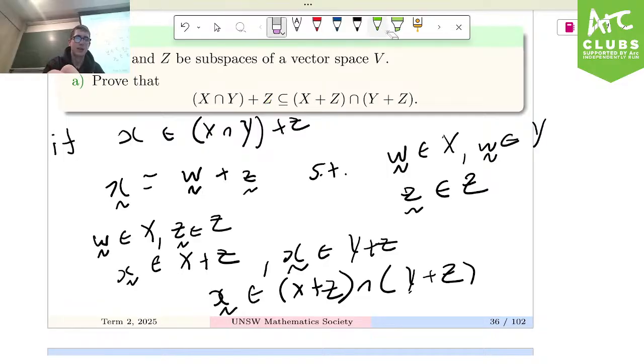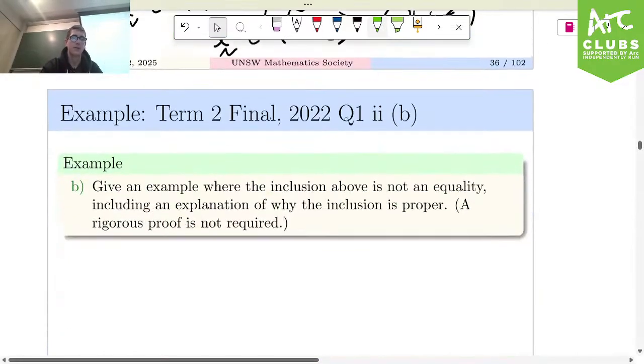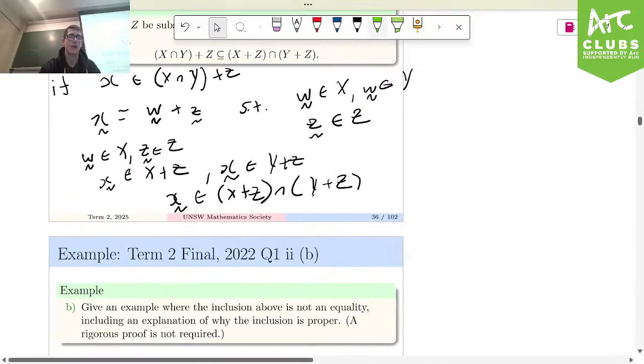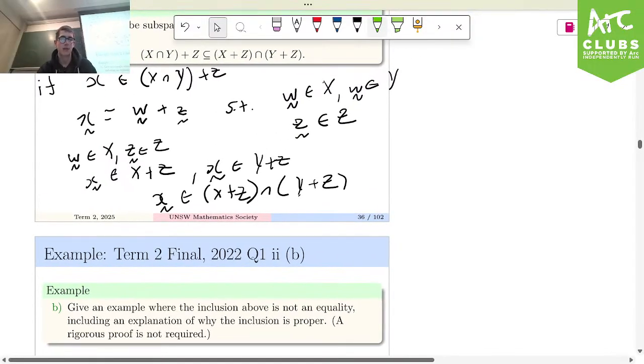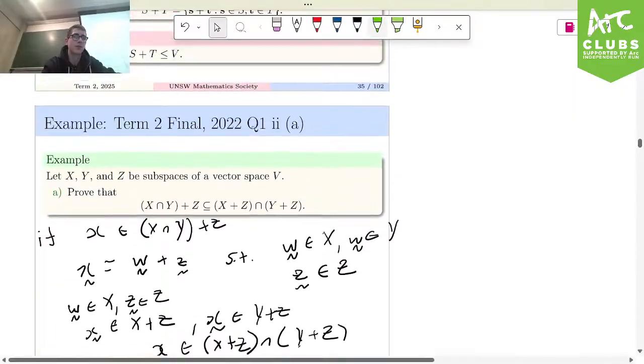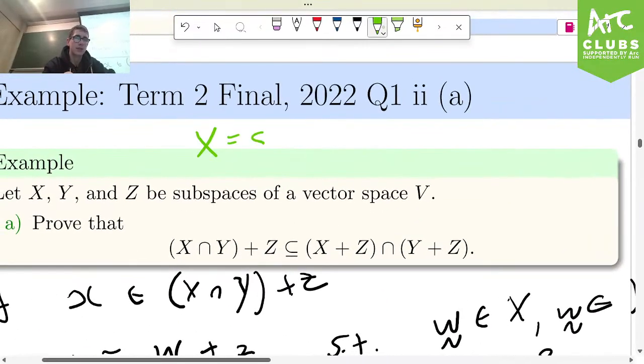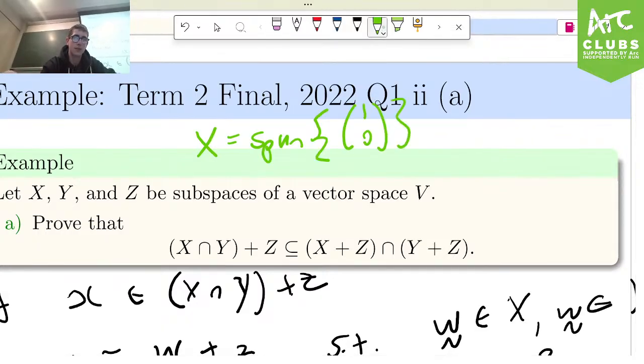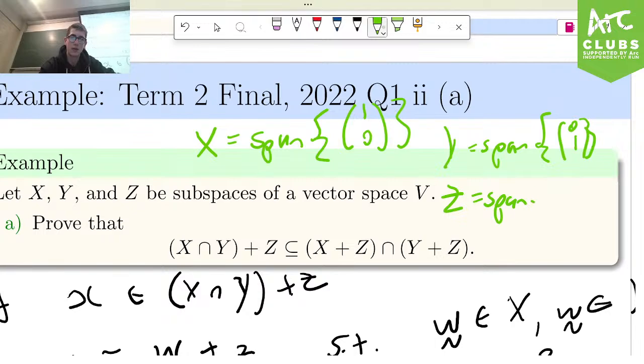Okay, so I might leave it as an exercise for you to think about part B, which asks about when this isn't an equality, as in when there are cases where the subspace here is not exactly the same as the subspace here. An example you could use is, say, X is the span of (1, 0), then Y is the span of (0, 1), and maybe Z is the span of, say, (1, 1).